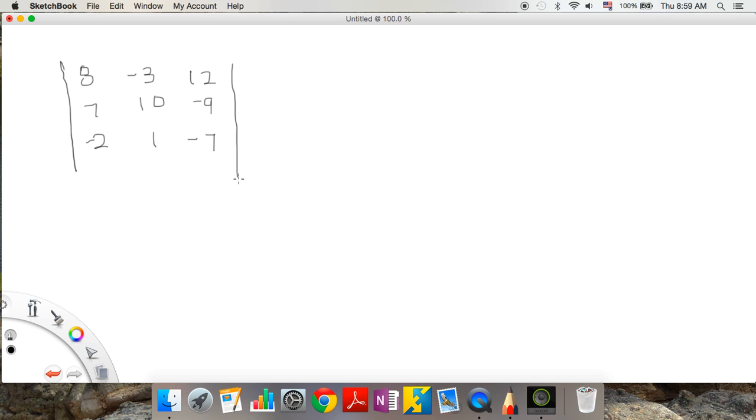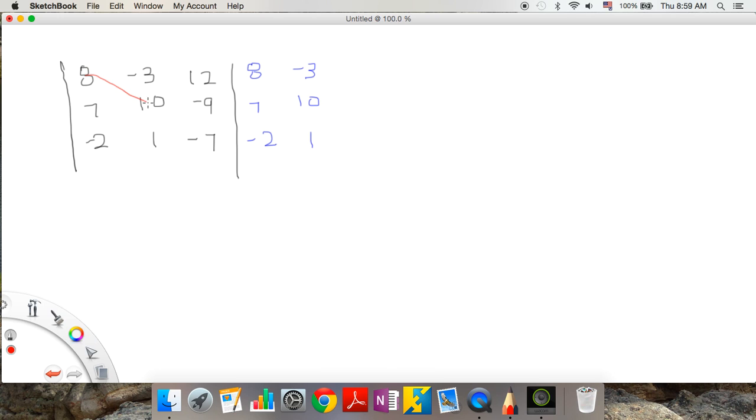So here's another one we can try. Now I want you to pause the video and try this one on your own, and then we'll go over it. Now, first we rewrite the first two columns, and then we find our diagonal products.